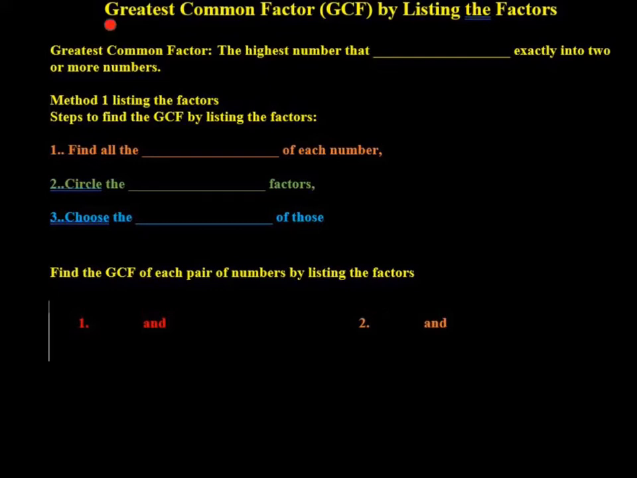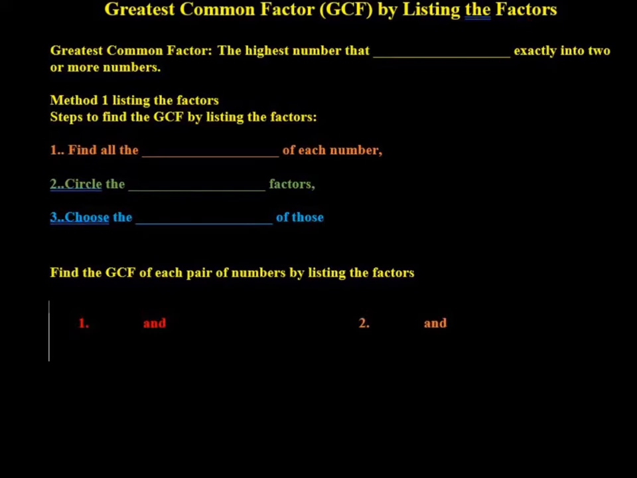Today we are going to talk about greatest common factor. We also say GCF. Today we'll talk about the first way to do this, and the first method is by listing the factors. So on the count of 3, please say this along with me. 1, 2, 3. Greatest common factor, GCF. And we're doing this by listing the factors.